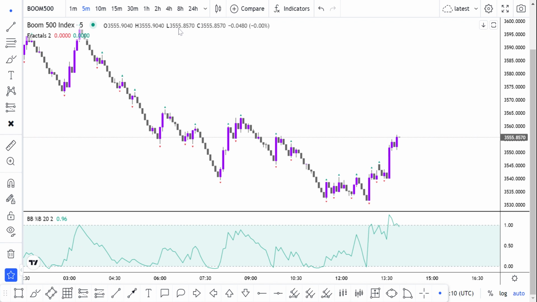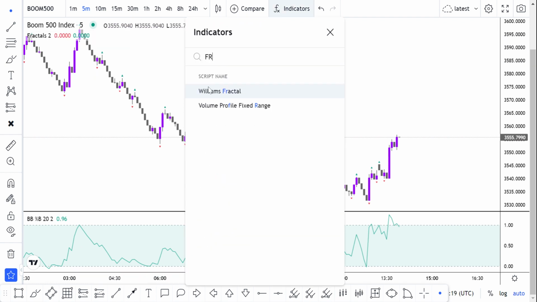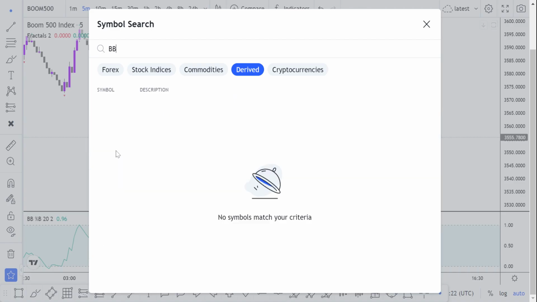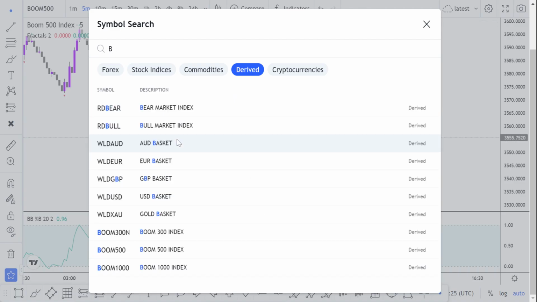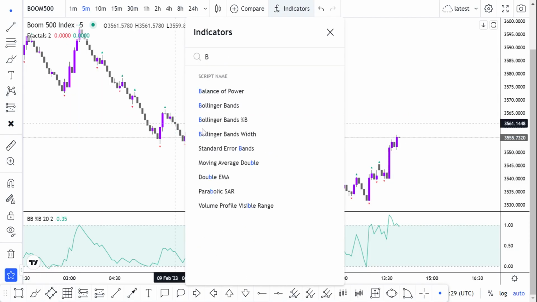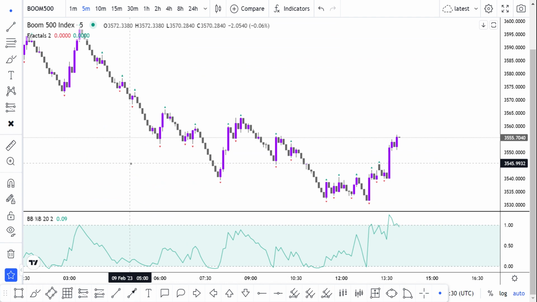So some of the things you need to take note of first are the indicators. We're using the Williams fractal. Then the next one we're using is the BB, Bollinger Band percentage, and they are both default.